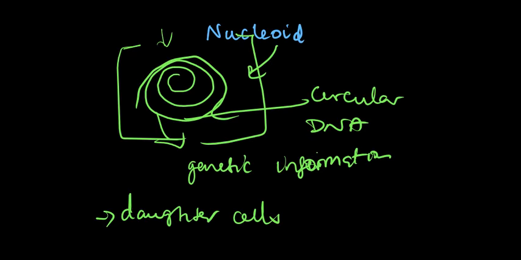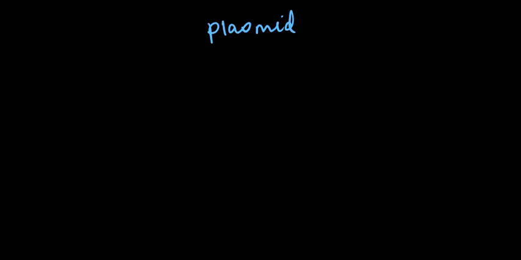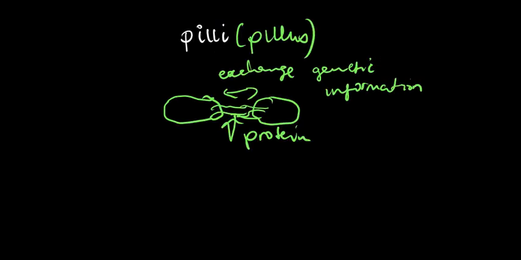So what we're simply trying to say is that this nucleoid is just a place where you're able to find the circular double-stranded DNA that contains genetic information of that bacteria. So the next thing I'm going to talk about is plasmids. And once again, I'm going to go back to that image.